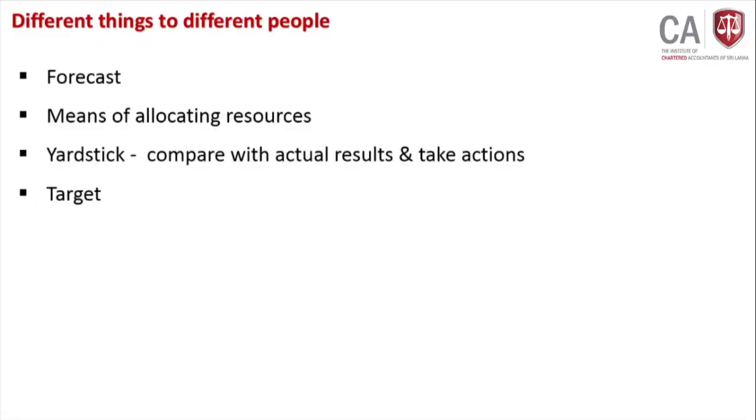Next, different things to different people. So budget means a different thing to different people. Why do we say that? It's a forecast to some set of people in the organization, or for some organizations, a forecasting tool. A forecast about what we are going to achieve in the future.